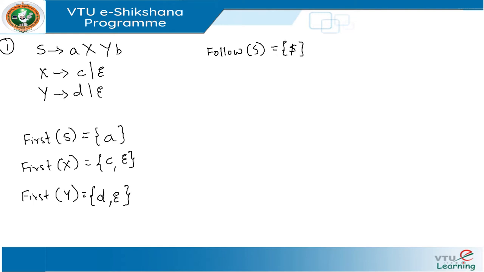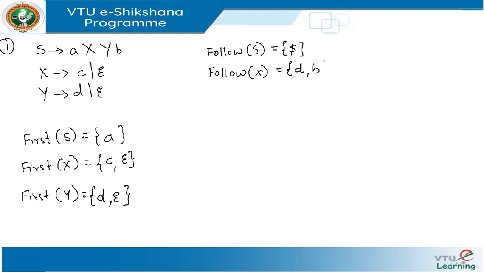Then follow of X. If we consider this production, with X at this position and the non-terminal Y following X, the terminal D is following X. So D comes into the follow of X. And if Y goes off by the substitution of Y derives Epsilon, then the follow of X contains B.